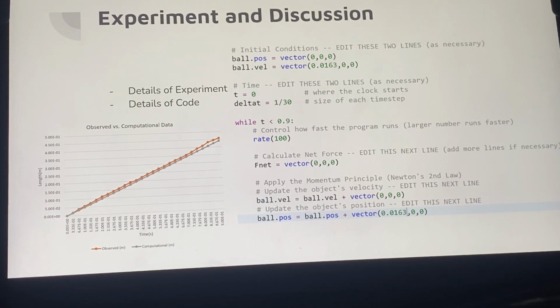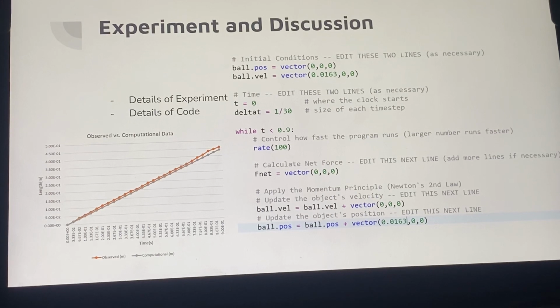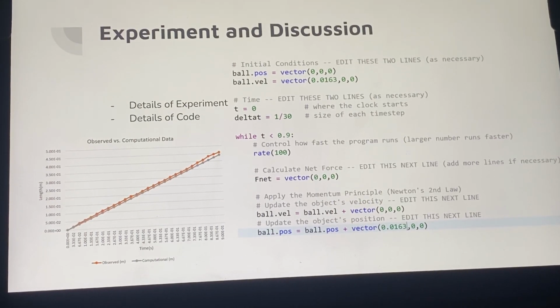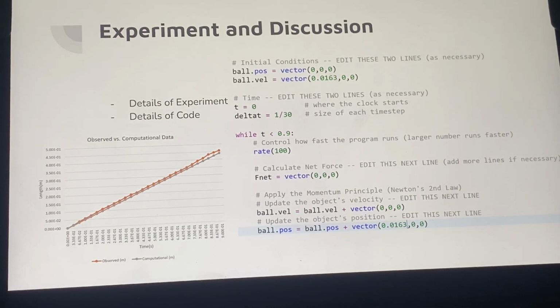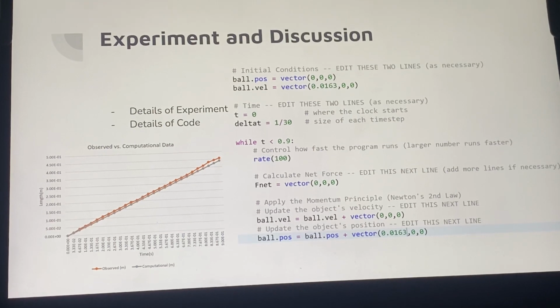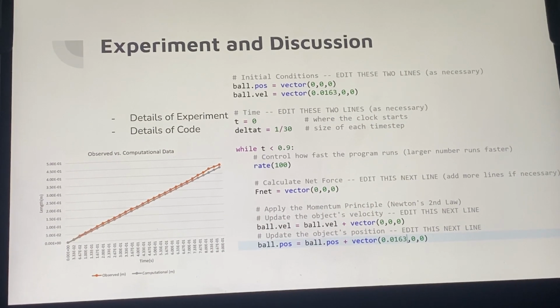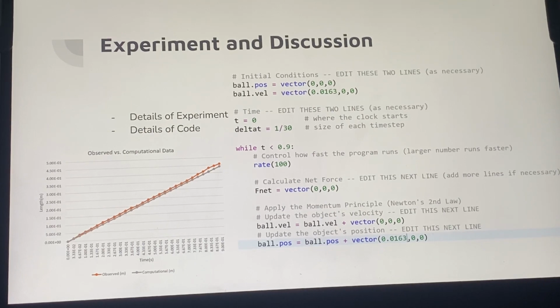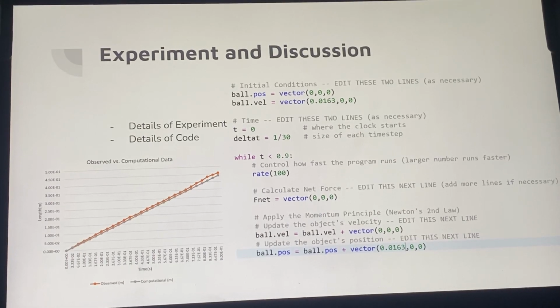Let me explain that. There's the code to the right, the code that I changed. Ball position, 0, 0, 0. Ball velocity: I took its initial velocity, which is also its average velocity, and I made it 0.0163. That's what the average velocity was in the x direction. Delta t: when I used Tracker, it gave me increments of 1/30th of a second, so I used that for the same. The total video was around 0.9 seconds long. There was no net force. There was no update on velocity because it was constant, and the position updated with the velocity of 0.0163 in the x direction.